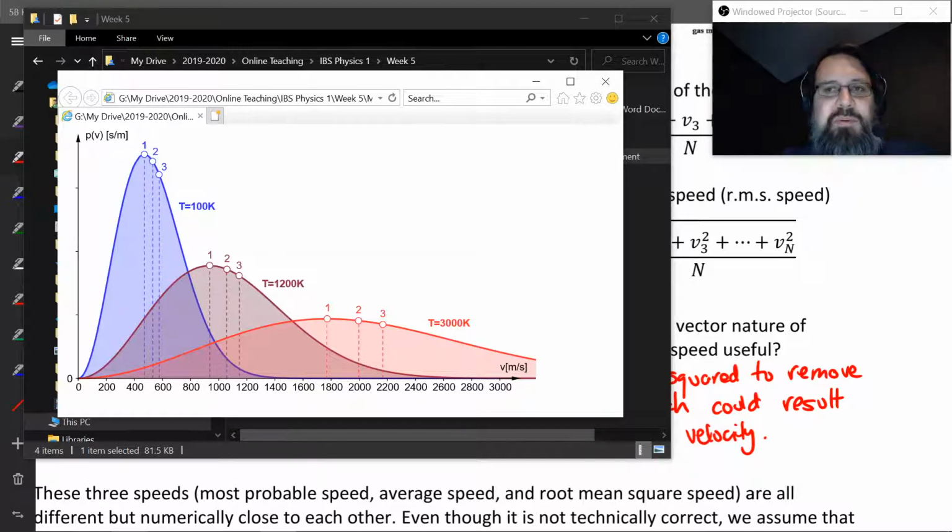At higher speeds, it gets more spread out. And you'll also notice the 1, 2, and 3 are very close together. You can notice that as we heat it up, they get more apart from each other, but at low speeds, at low temperatures, they're relatively the same.